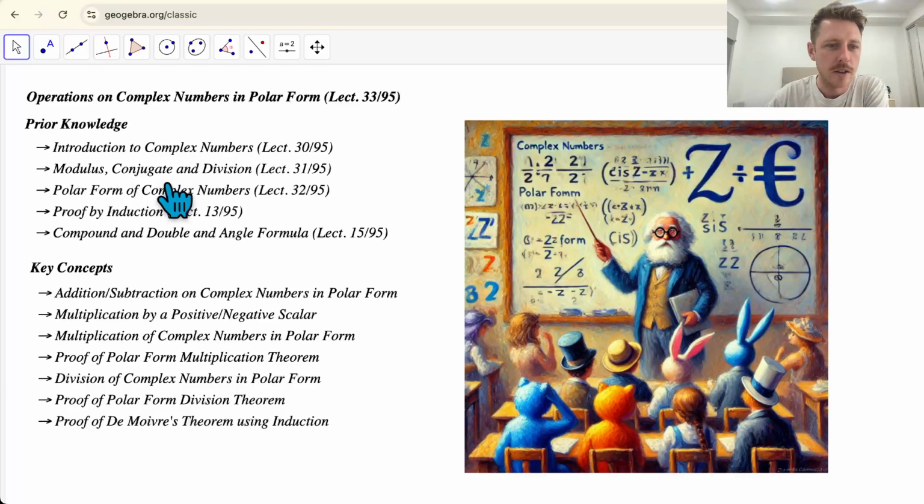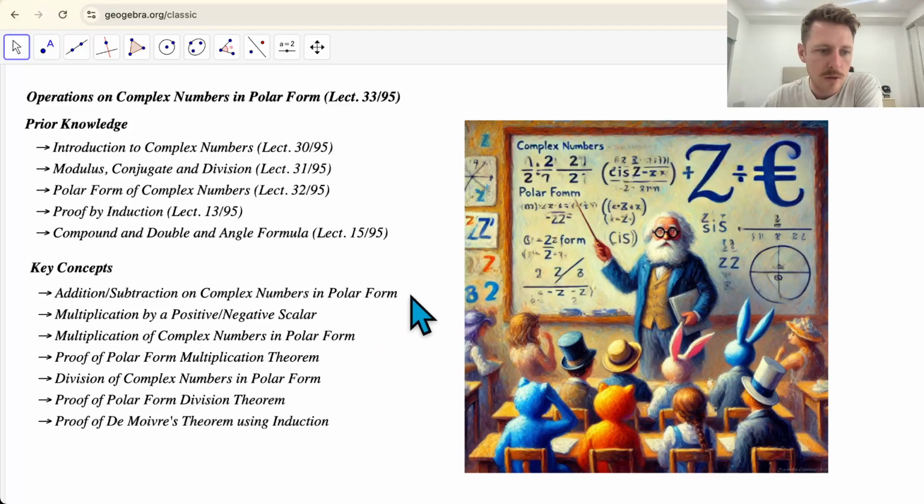All right, some prior knowledge to understand operations on complex numbers would be the previous 3 videos where we introduced complex numbers. Then we looked at the modulus, conjugate, and division of complex numbers in what's called rectangular form or Cartesian form. And then we learned what polar form is. So then we did polar form of complex numbers. And what will be helpful for this video are these 2 previous videos as well, when we learned about proof by induction. And we also learned about the compound and double angle formulae, which was lecture 15.